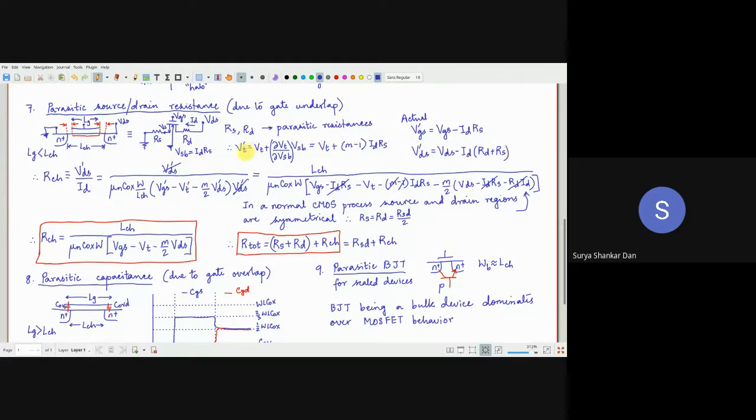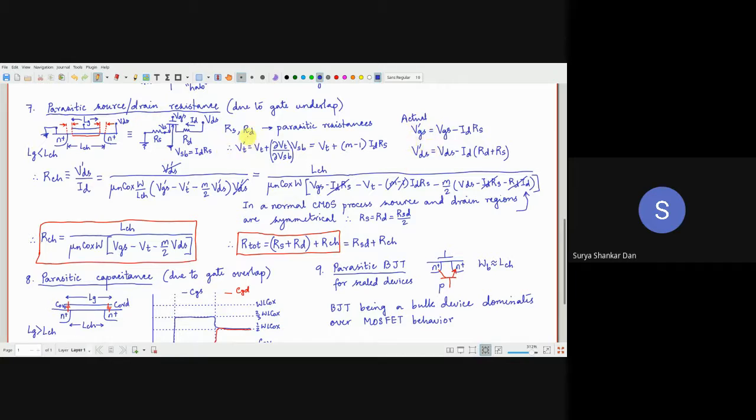So what is the VT dash? VT plus body sensitivity into the VSB, that is, VT plus body sensitivity, which in that particular lecture we called M minus 1, into ID RS. So we see that because of this parasitic resistance, we are essentially getting an effective VGS dash, effective VDS dash, and effective VT dash.